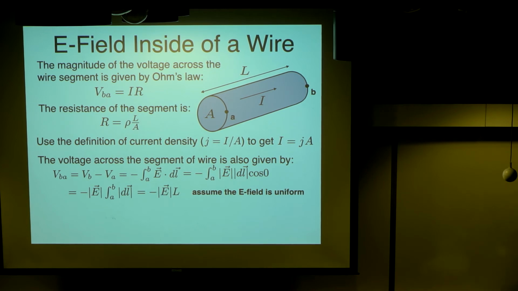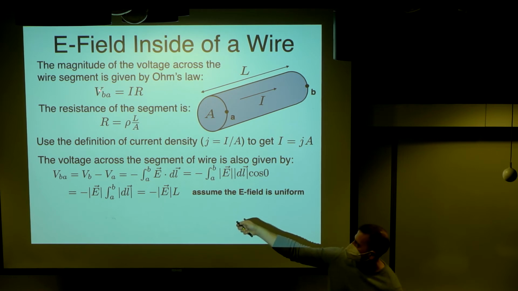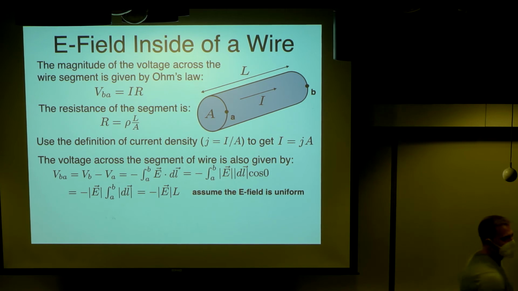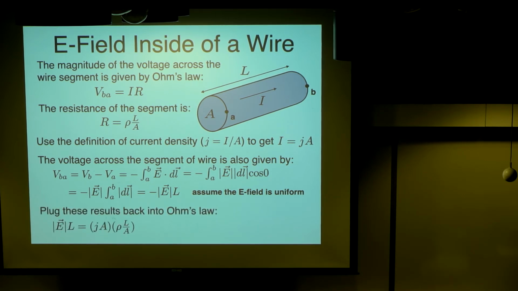Okay, so the potential difference is just the E field strength times the length of the wire segment. And then, there may be a negative sign out there. But in Ohm's law, we can drop that negative sign because this is just the magnitude of the potential difference, okay? So we make all of those substitutions now.